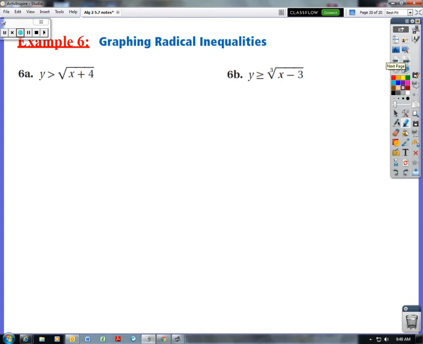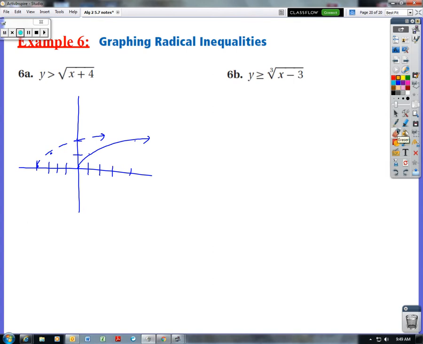And this is our last slide. So you get to do these on your own, and then I will be drawing the answers here. Okay, this is the square root of x again. This time it's being moved to the left 4. And again, it's dashed. So another thing you could do is I could do little eraser marks and kind of erase these. It's dashed because of the greater than symbol without an equal to. And then I'm shading all the y's that are greater than, so I want everything above that.